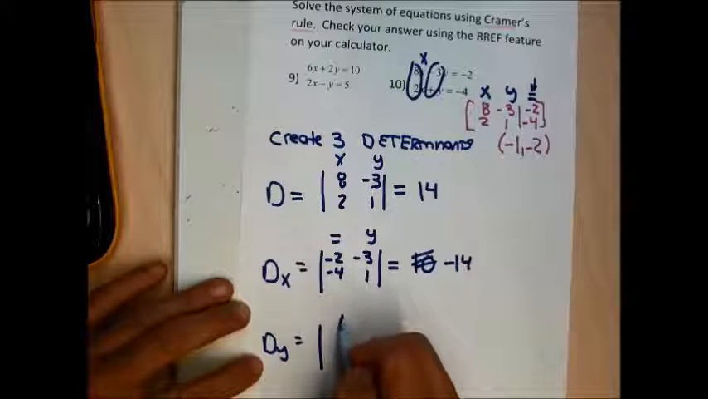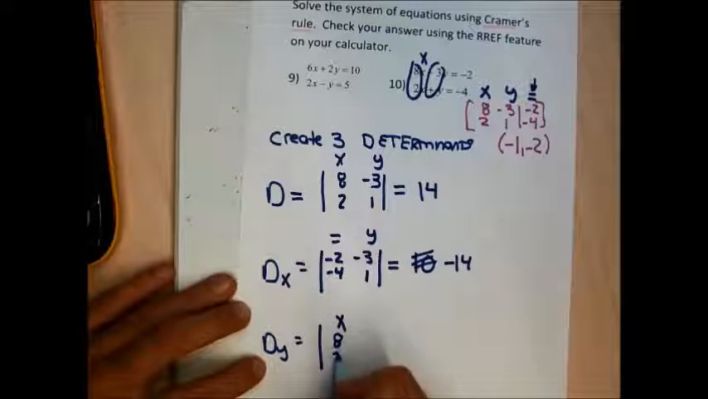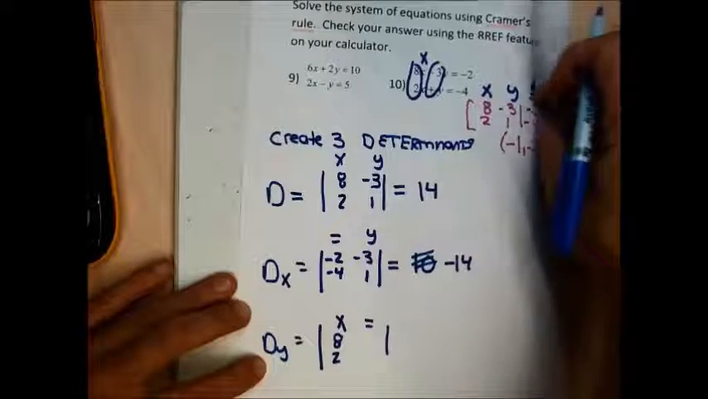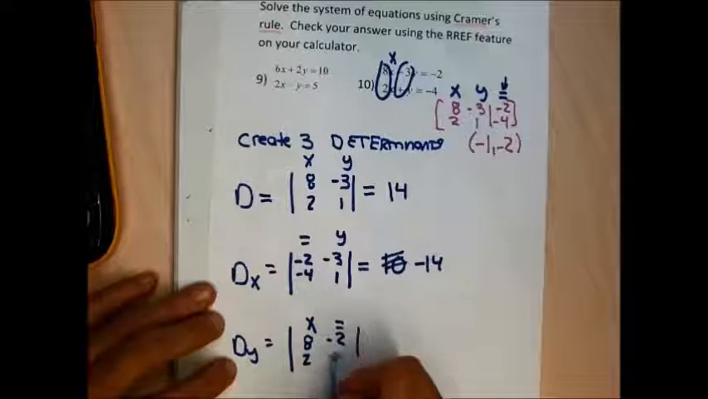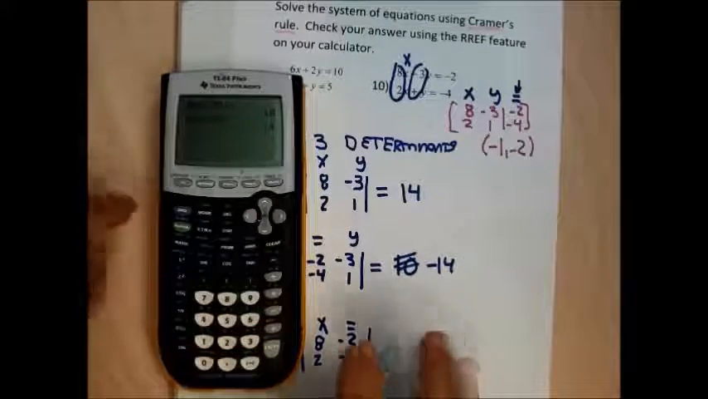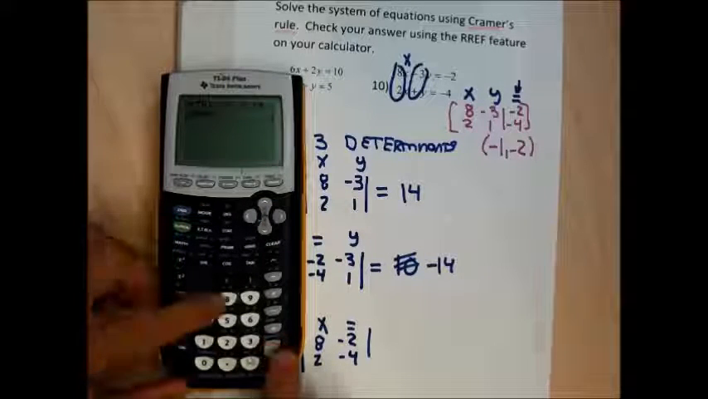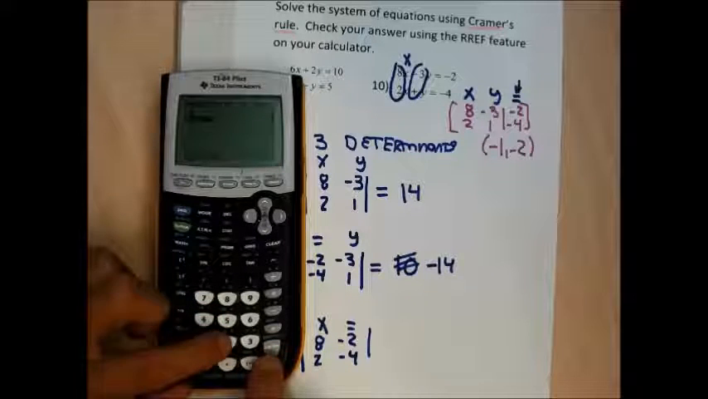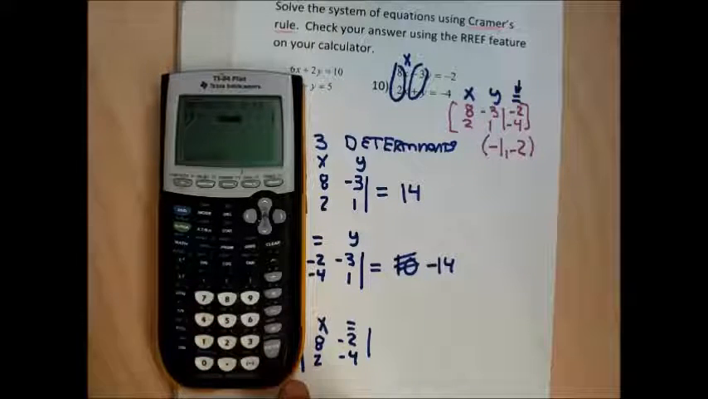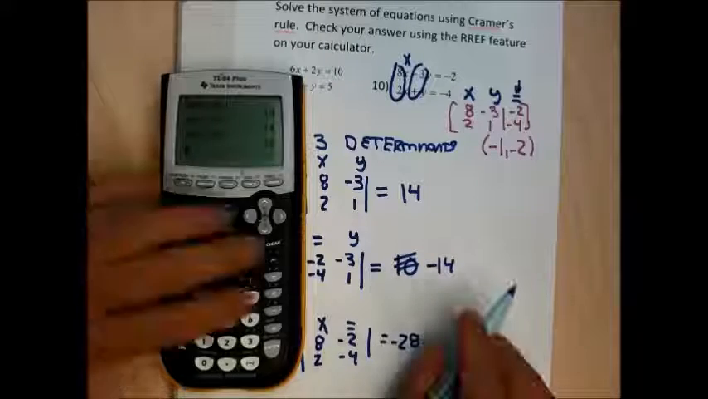The D sub y has the numbers from the x column first, which are 8 and 2. Then the numbers from the equal column, which are negative 2 and negative 4. Let me enter those and find that determinant. So for D sub y, I'm going to enter that matrix as a 2 by 2 matrix. So second matrix, edit, 2 by 2, 8, negative 2, 2, negative 4. Looks like I have it in correctly. Second quit, and then just second and enter brings up the last line. Enter again, gives me negative 28. I've done the 3 determinants.